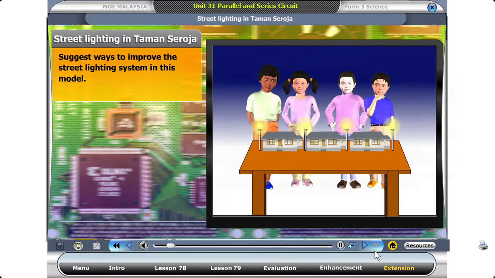Adam, Sarah, Leanne, and Raja made a model of Taman Saroja. They wanted their model to be different from the other groups. So, they had the street lighting made up of small bulbs in a circuit powered by a battery. But they found that the lights were dim, and if one bulb had burned out, the other bulbs would not light up. The challenge is to find a practical solution to this problem. Can you help them by suggesting ways they can improve the street lighting system?